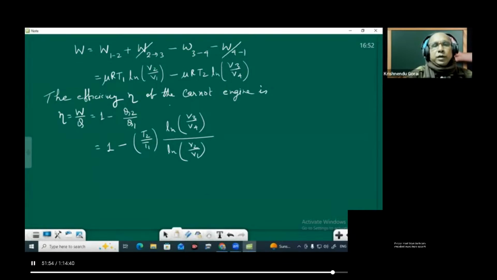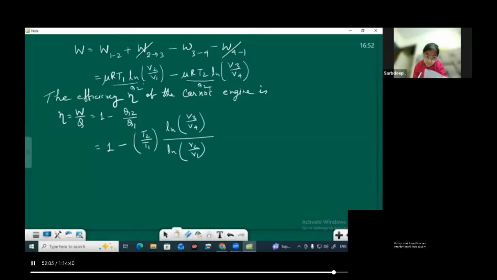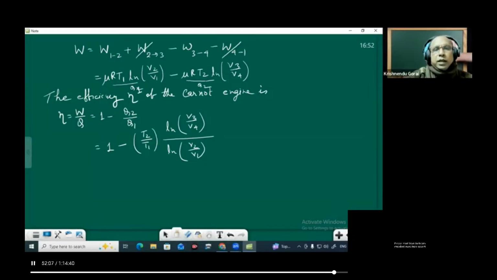So you see here, the mu r will cancel. It is dividing by Q2, this one is Q2 and this is Q1. So what we are writing? Q2 by Q1, mu r will cancel, right? Then what you're getting, this is T2 by T1, ln V3 by V4 by ln V2 by V1. Okay. From here we get another thing.